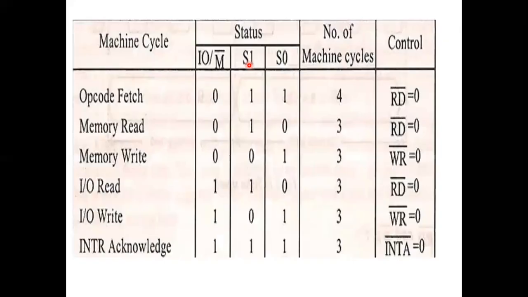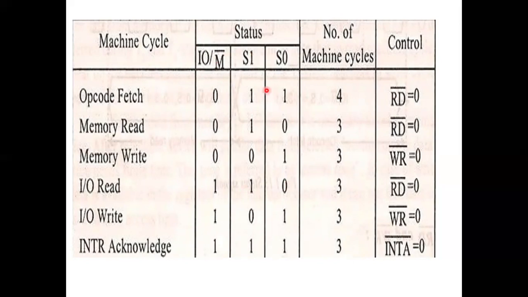So this is the concept of selecting which machine cycle we are going to use. We already discussed IO/M. IO/M defines which location we are going to access, whether the memory or the input output device. If you want to access the memory, you have to put 0. If you want to access the input output, you have to put 1. Same here with S1 and S0. If the values are 0 and 1, it is write; 1 and 0 means read. So this is the concept.